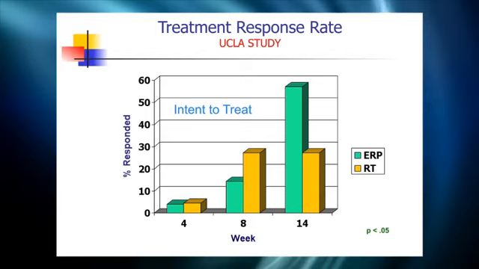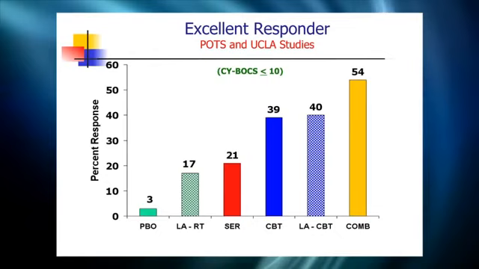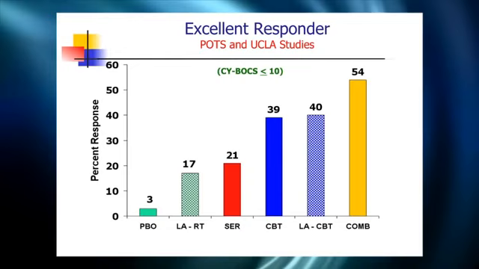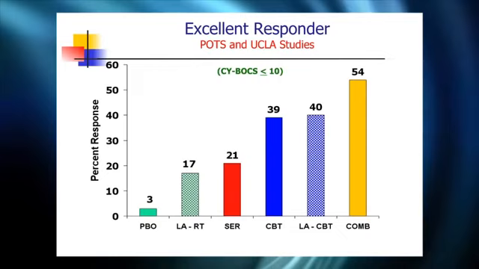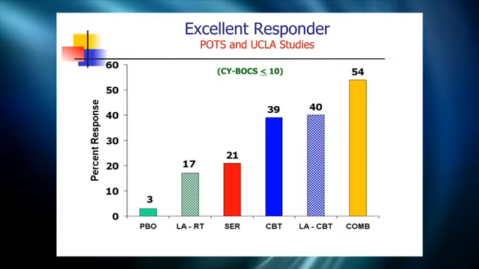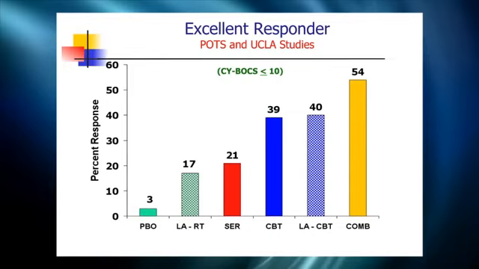And interestingly, if you look at the excellent responders or remitted kids, those kids that had symptoms less than 10 on the CY-BOCS, you find that the rates for our study and the POTS CBT were actually quite indistinguishable, about 40% of subjects versus 54% for combined. The other thing that's interesting is in our study, in the psychoeducation plus relaxation training, there was no exposure in that. 17% of those kids were rated as remitted, as nearly symptom-free, almost matching what you found for POTS medication-only, suggesting that even active yet not really active psychotherapy may work as well as medication for some kids.